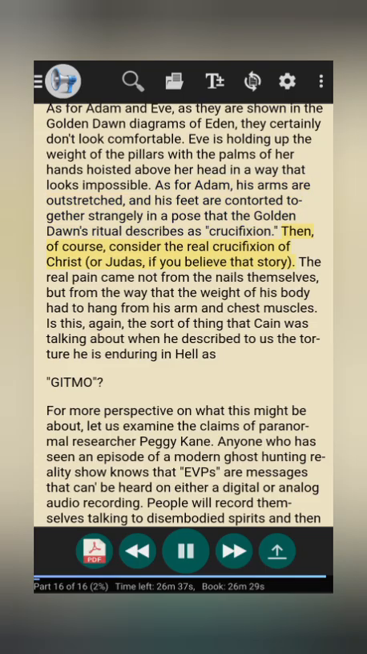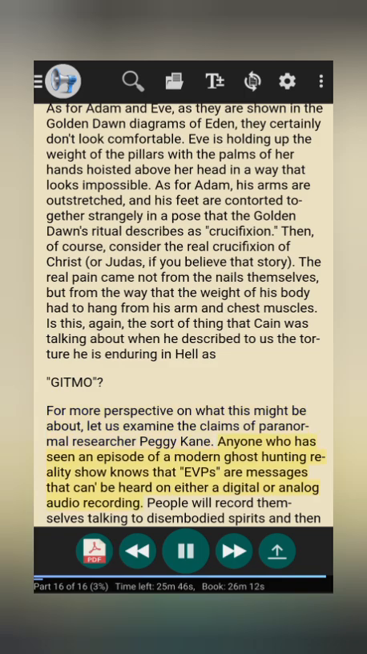Then, of course, consider the real crucifixion of Christ, or Judas if you believe that story. The real pain came not from the nails themselves, but from the way that the weight of his body had to hang from his arm and chest muscles. Is this, again, the sort of thing that Cain was talking about when he described to us the torture he is enduring in hell as Gitmo? For more perspective on what this might be about, let us examine the claims of paranormal researcher Peggy Cain.